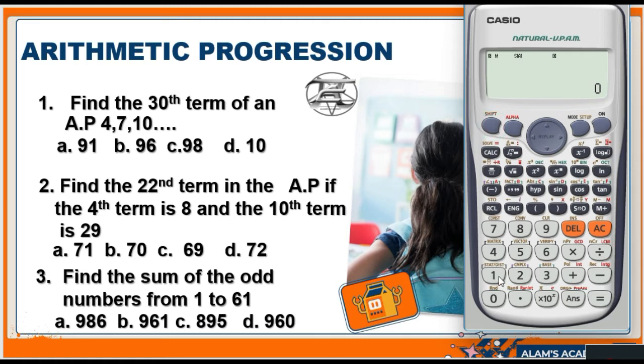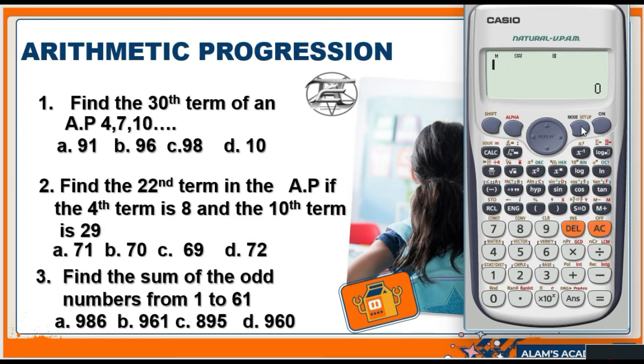So it's not clearing. Now I go back to the shift, then 1. You can see there's a statistics written on the 1. Now I select 5, then select another 5. That symbol is for calculating the terms of the geometric or the arithmetic progression. So I put in the 30, so 30th position, and my answer is 91, which is A. So after keying in, just press the equal sign and your answer will be there for you.